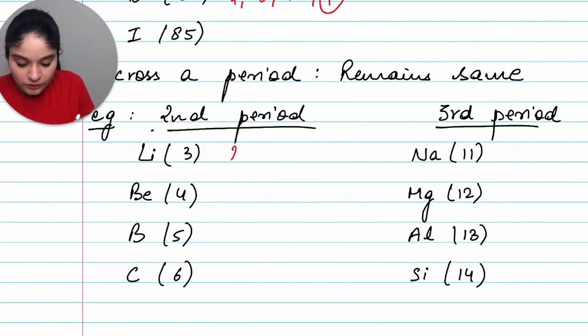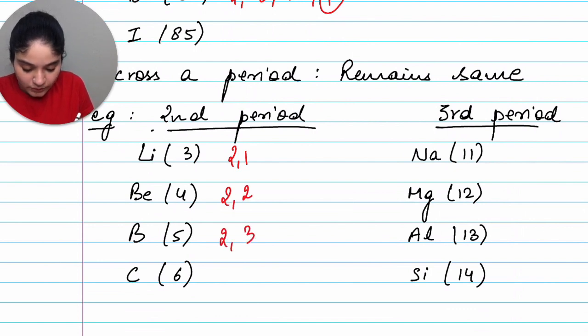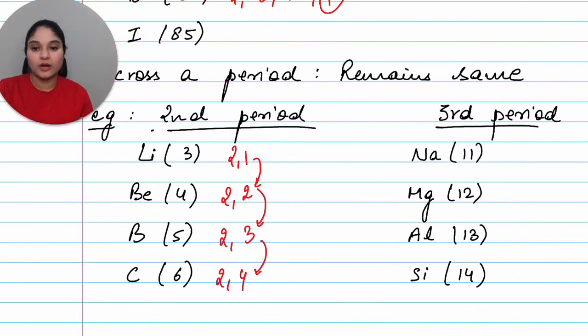So that will be just 2, 1. Then you have 2, 2. Then you have 2, 3. Then you have 2, 4. So what is happening is your outermost shell electrons are increasing as you are going across a period, but your number of shells are remaining the same. And they are just remaining 2 because you are in the second period.